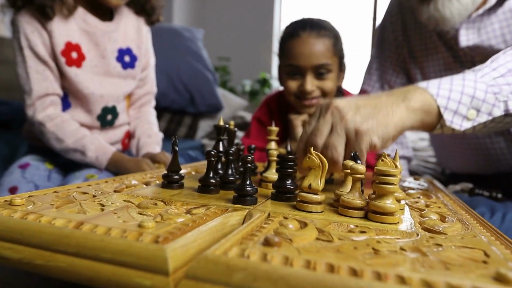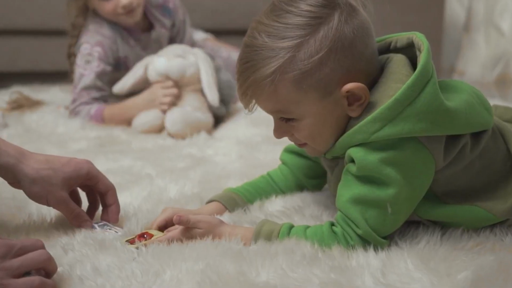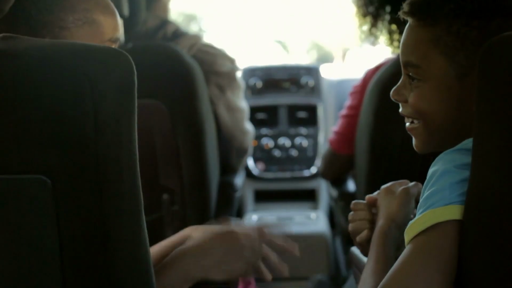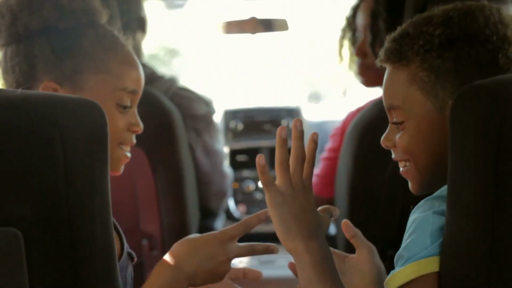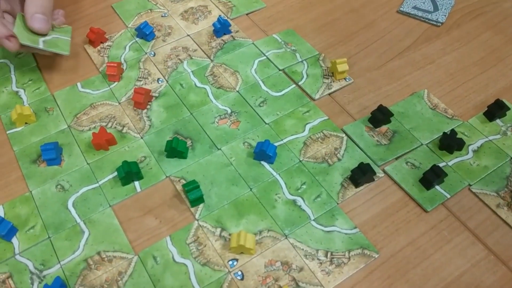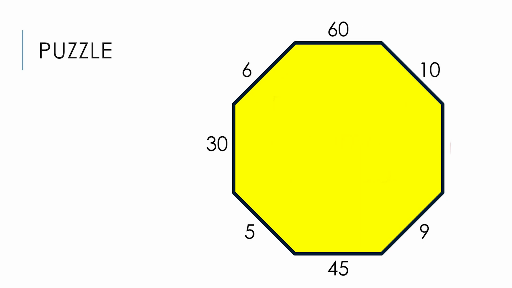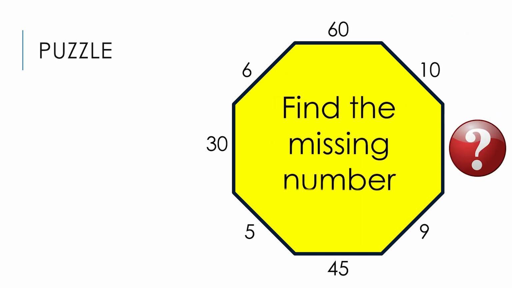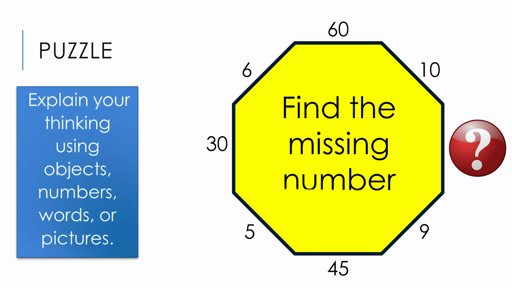Many families play games after dinner, the screen-free hour before bedtime, while driving in the car, or they even establish a weekly game night. Here's a puzzle to start multiplying the family fun. What do you notice? Find the missing number. Explain your thinking to someone using objects, numbers, words, or pictures.